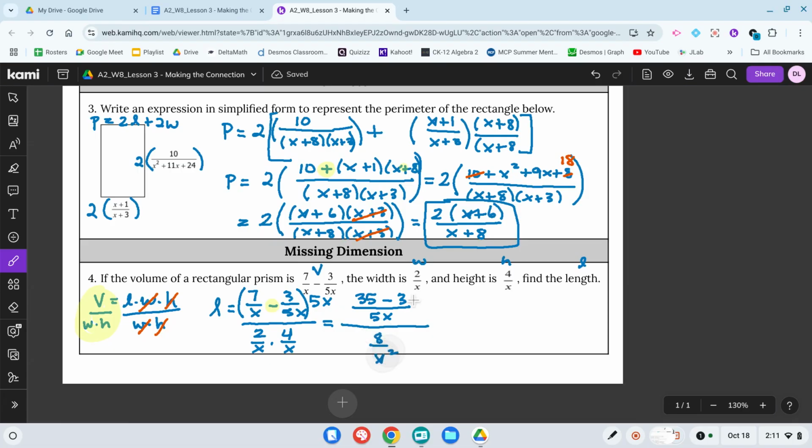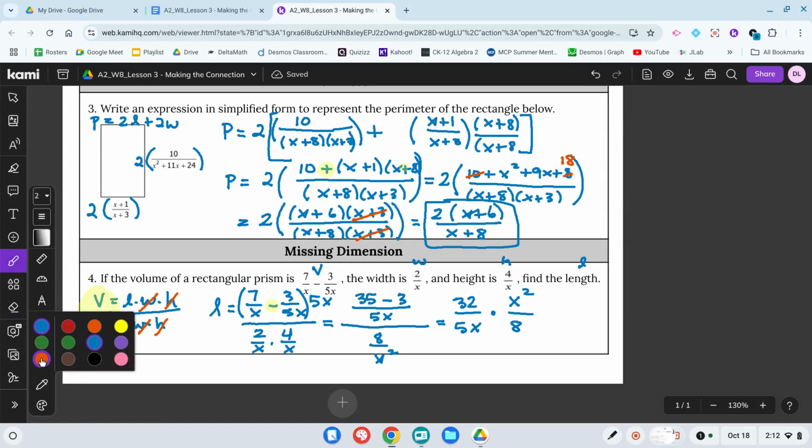And you can see now that we have a complex fraction. So we're going to go ahead and convert this to multiplication so we can simplify it down to one fraction. So numerator stays the same. 35 minus 3 is 32 over 5x. Division becomes multiplication. The denominator becomes the reciprocal. So x squared over 8. Now this looks much simpler. This is a lot easier for us to work with.